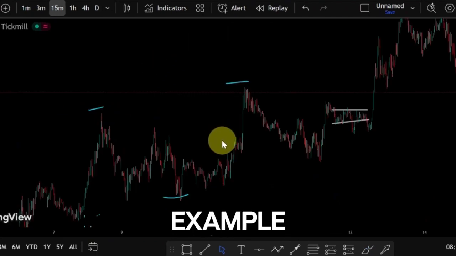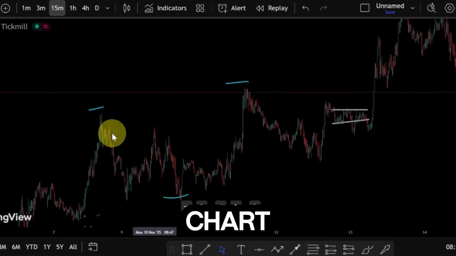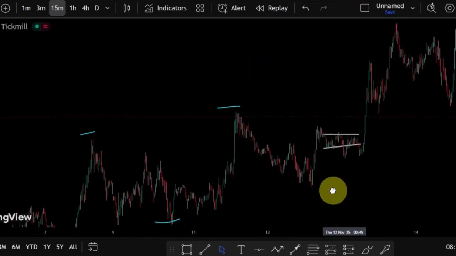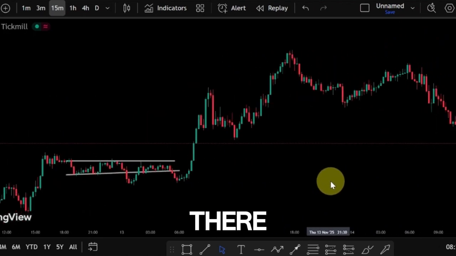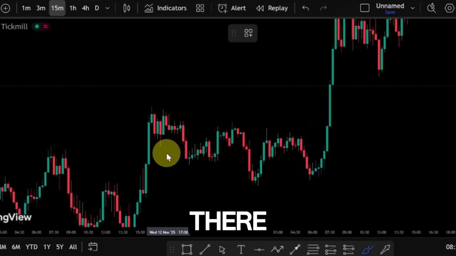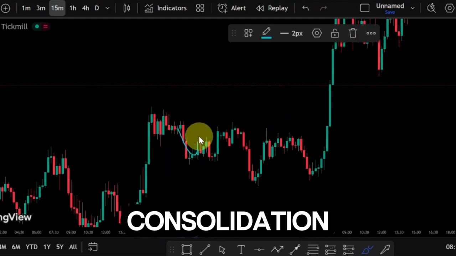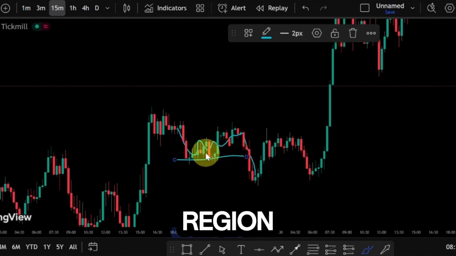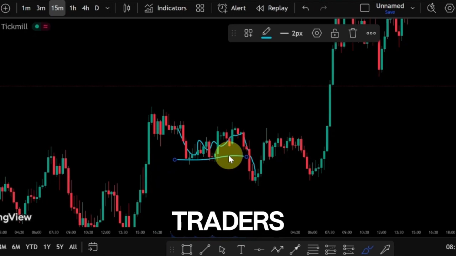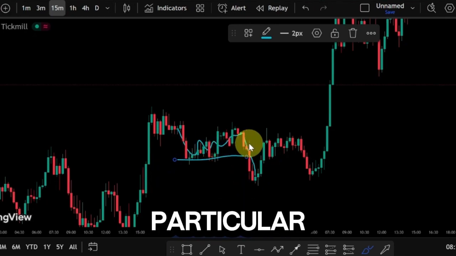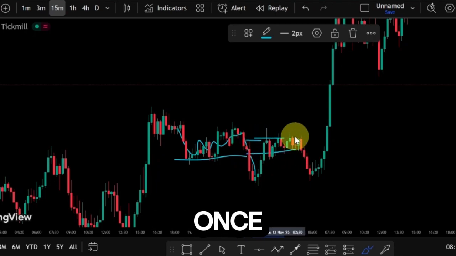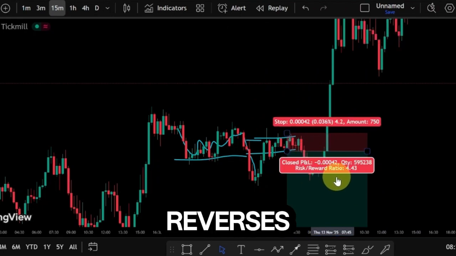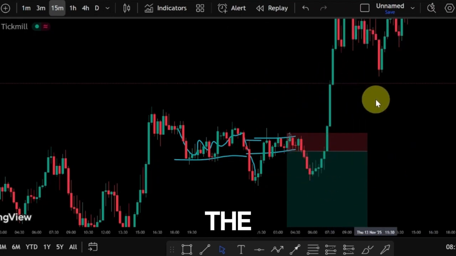This will be our last example. We can see in this chart we were in an uptrend, the market printing higher highs, higher lows, higher highs and higher lows. In this region, you can see that there was a fake out. In this region, there was a consolidation, and then there was a break of structure that broke above this region that acted as support. Retail traders will be waiting for price to come back to this region, and once price comes here and they take their sell trade, you see that the market reverses and goes in the normal uptrend.